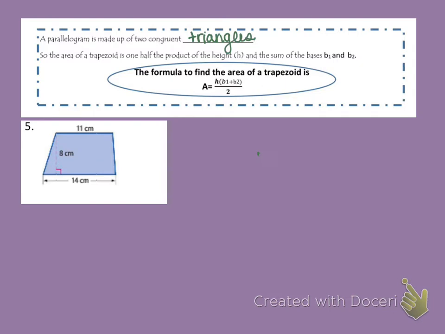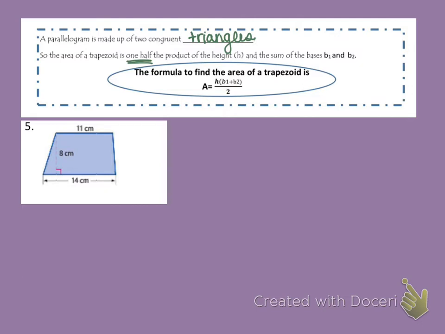So the area of a trapezoid is 1/2, because it's two congruent triangles, that's where the 1/2 comes from, of the height and the sum of the bases, base 1 and base 2. So here we have this formula: A equals height, parentheses, B1 plus B2, divided by 2.